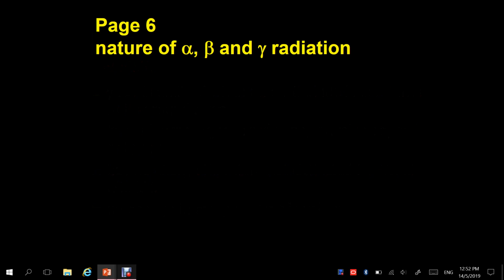Now if you look at page 6 of the lecture notes, what we have discussed, you can find them there. It's summarized in a table for you. I need you to fill in the blank. If you look at the row that says deflected in electric and magnetic field, there is A, B, C. I need you to identify A, B, C. Which one is alpha, which one is beta, and which one is gamma.